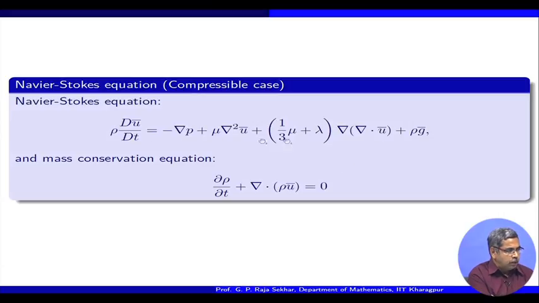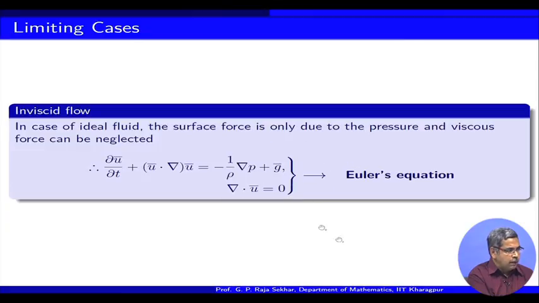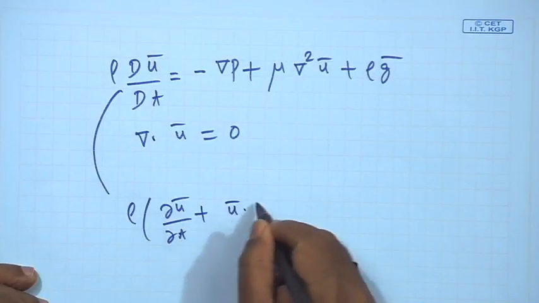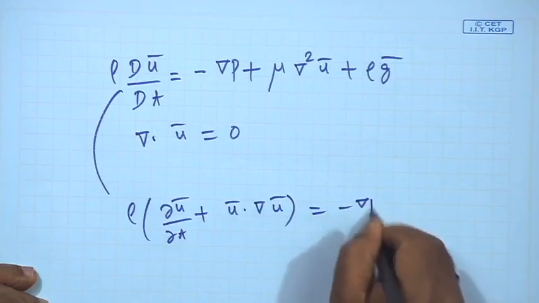Once you get the complete equations, you can always get the limiting cases. So what is the other limiting case? There will be competition across the forces. What are the forces available? On the left hand side, you have the convective derivative, and on the right hand side you have the pressure forces, viscous forces and body forces. If you expand the convective derivative, you have the local derivative plus the convective derivative.